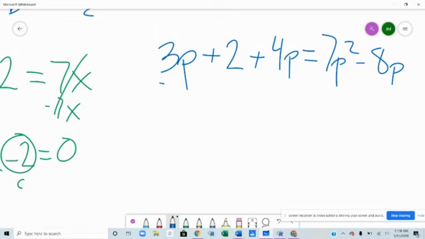Some of you may notice that you have like terms right here. Remember, like terms have to be on the same side of the equal sign. So 3p and 4p could right away be combined. Okay, either method would work. Let's go about combining like terms first.